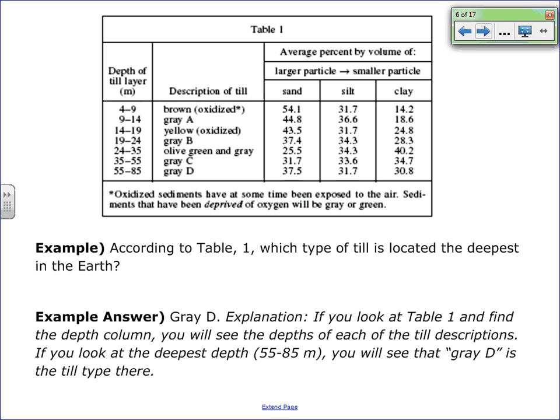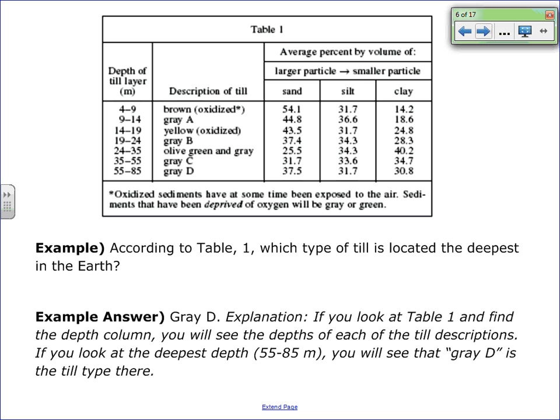According to table 1, which type of till is located the deepest in the earth? If we're looking at deepest, which variable are we going to want to try to find in the graph? Nice. Depth of till layer. And do we want the greatest depth or the least depth if we're looking for the deepest?